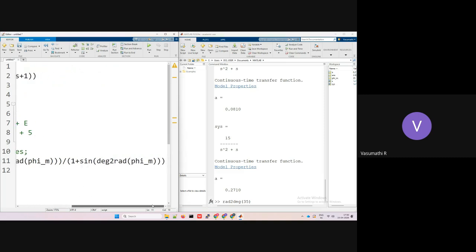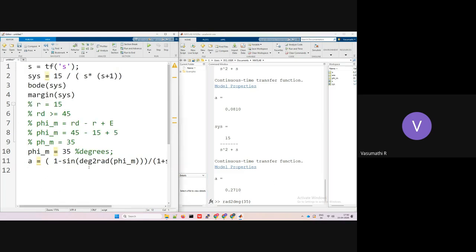Then you will get your alpha around 0.27, which is inside 0 to 1. So you should also be cautious, because alpha should never cross 1 for a lead compensator. If your alpha is crossing 1, you should be alarmed about why it is happening. There should be some issue, and you have to check your things. Fine. Our alpha here is 0.27 that we found.